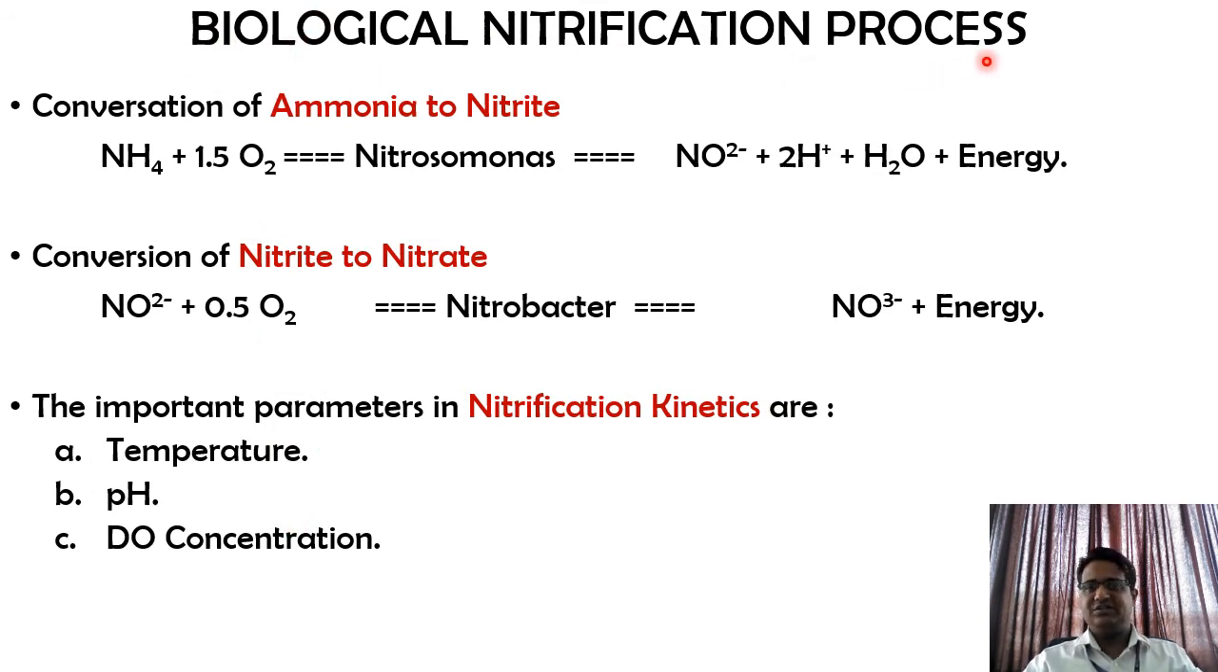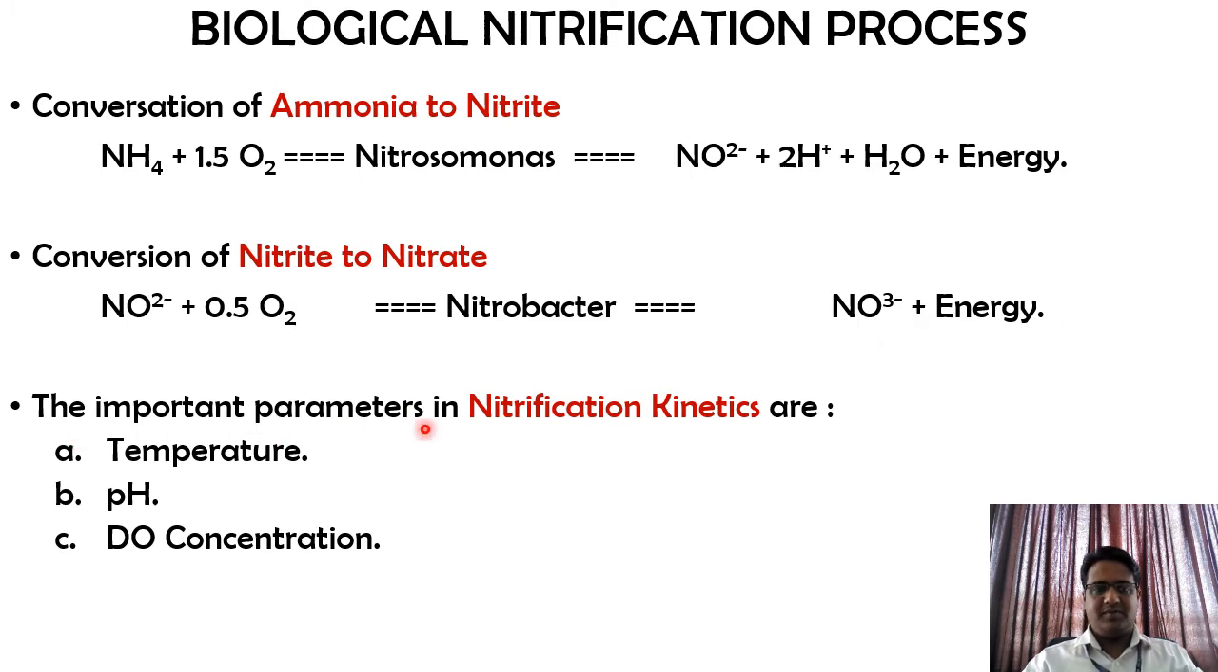Biological nitrification process. The first step is the conversion of ammonia to nitrite. Here ammonia plus oxygen, in the presence of Nitrosomonas bacteria, gives us nitrite plus hydrogen ions, water and energy. Now the conversion of nitrite to nitrate. Nitrite reacts again with oxygen in the presence of Nitrobacter microorganisms, and in turn they form nitrate and energy.